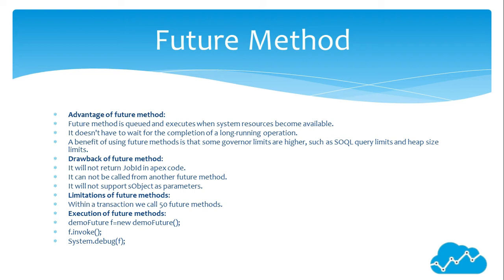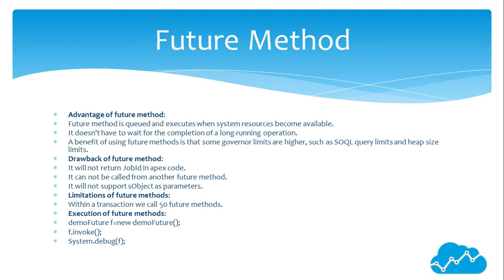Advantage of future method: a future method is queued and executes when system resources become available. It doesn't have to wait for the completion of a long running operation. A benefit of using future methods is that some governor limits are higher, such as SOQL query limits and heap size limits.